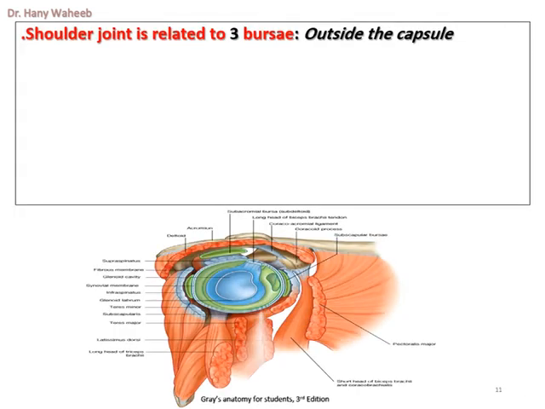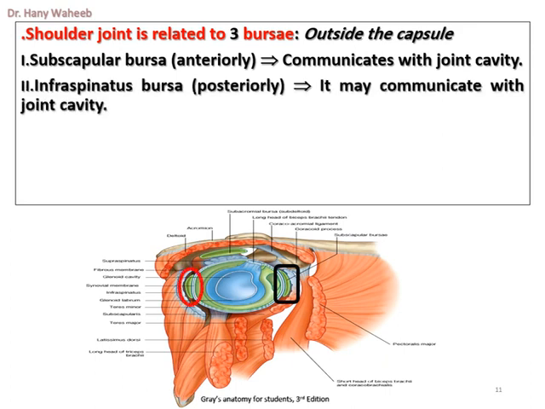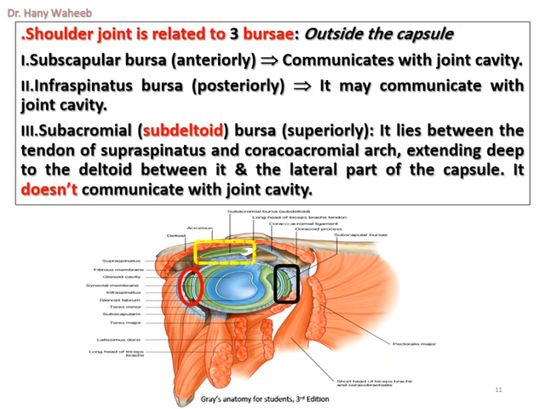Shoulder joint is related to 3 bursae, outside the capsule. 1. Subscapular bursa, anteriorly, communicates with joint cavity. 2. Infraspinatus bursa, posteriorly, may communicate with joint cavity. 3. Subacromial subdeltoid bursa, superiorly. It lies between the tendon of supraspinatus and coracoacromial arch, extending deep to the deltoid between it and the lateral part of the capsule. It doesn't communicate with joint cavity.